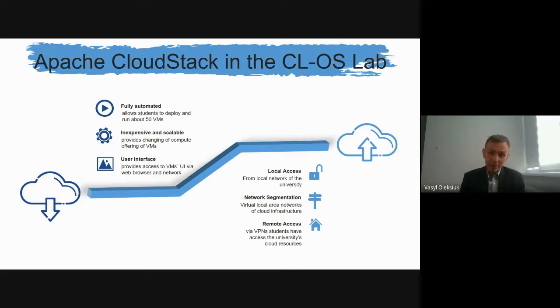The laboratory is built according to the infrastructure as a service model. Its infrastructure allows students to combine, route and filter network traffic, such as the local network of the university, virtual local area networks of the cloud infrastructure, and virtual private networks through which students access the university cloud resources.